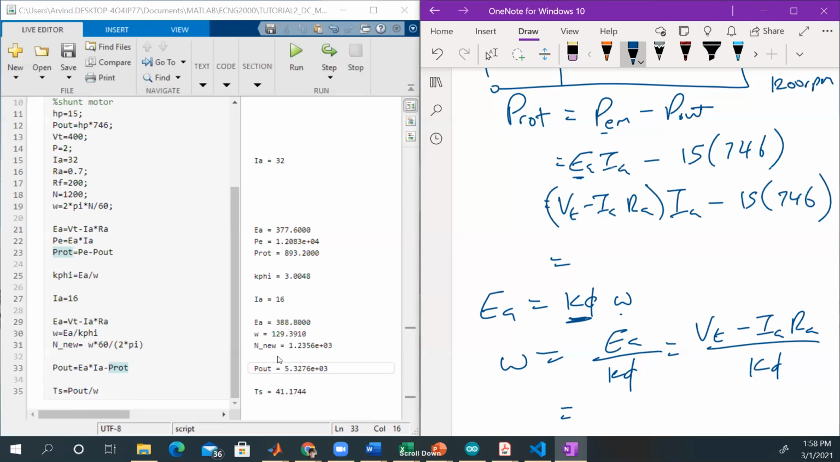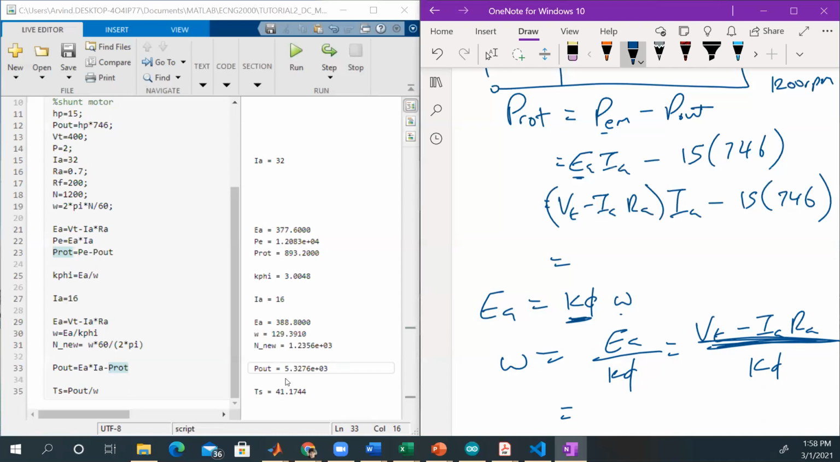Power output, so we know P out is EAIA minus P rotation. So we have EA that we just worked out here, right? We have EA, we have IA, which we were given, and we have to get the rotational losses. And again, we assume the rotational losses are constant. So we have the rotational losses that we worked out here. So P out is EAIA minus the rotational losses, and that gives us 5.3 or so kilowatts.